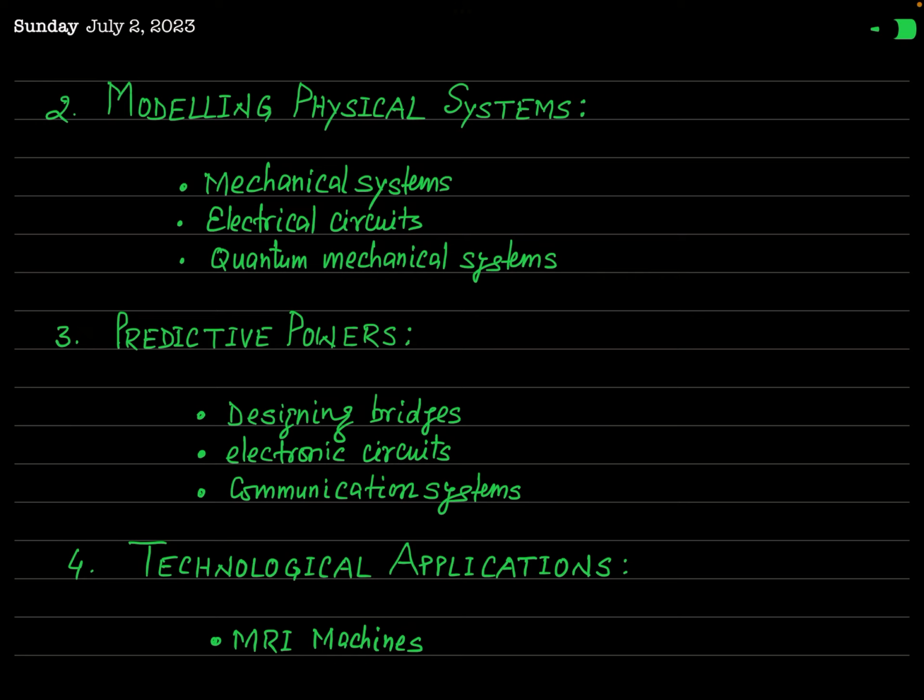Another important fact why we study waves and oscillation, you can say this is modeling of physical systems. When you say modeling of physical system, what does it mean? In fact, many physical systems can be described and analyzed using oscillatory and wave models. Actually, this includes mechanical systems like springs, pendulums, as well as electric circuits and quantum mechanical system.